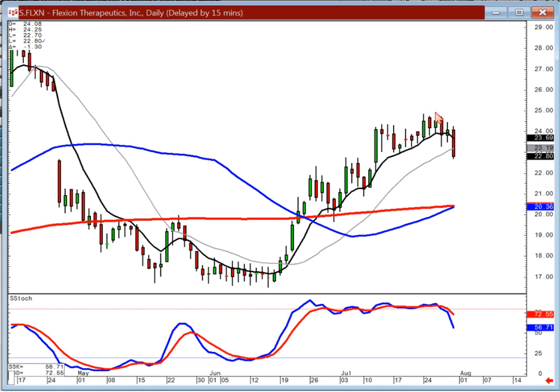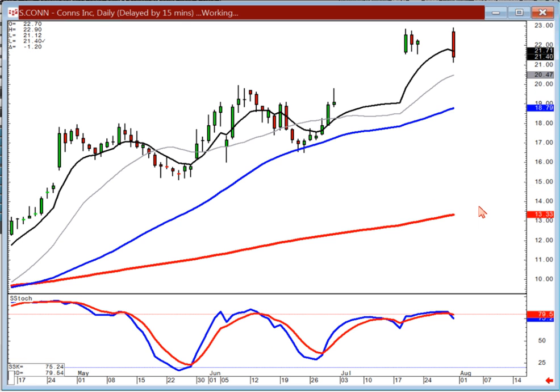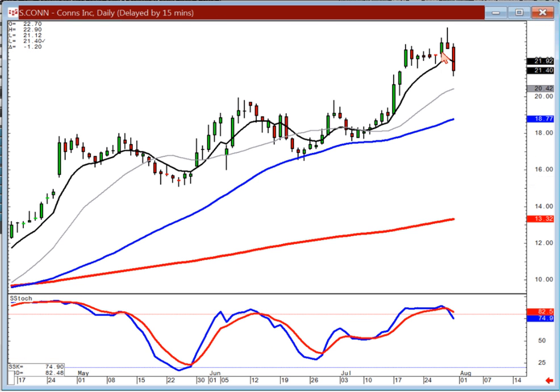Flexion, bearish engulfing, bearish doji sandwich. Look for it to move back to this level. Let's see. Cons, shooting star. Now you've got kind of a bearish scoop pattern. That could have a slingshot effect, at least back down to the 50-day moving average.